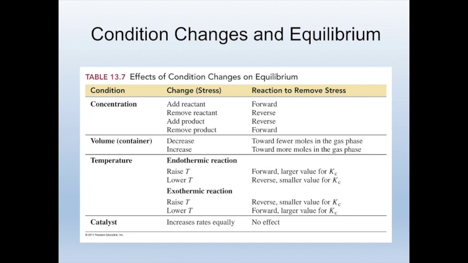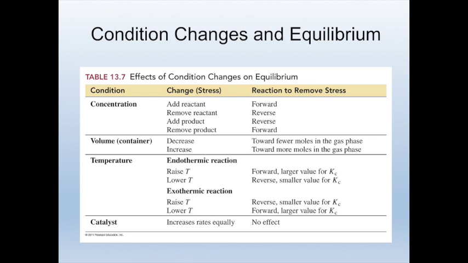And here is a summary of all the different condition changes and their effect on equilibrium. So if you have a concentration condition, if you add a reactant, it will cause the reaction to move in the forward direction to remove stress. If you remove reactant, it will cause the reaction to move in reverse to remove the stress. And conversely, if you add product, it will cause the reaction to move in reverse to remove the stress. And if you remove product, it will cause the reaction to go forward to remove the stress.